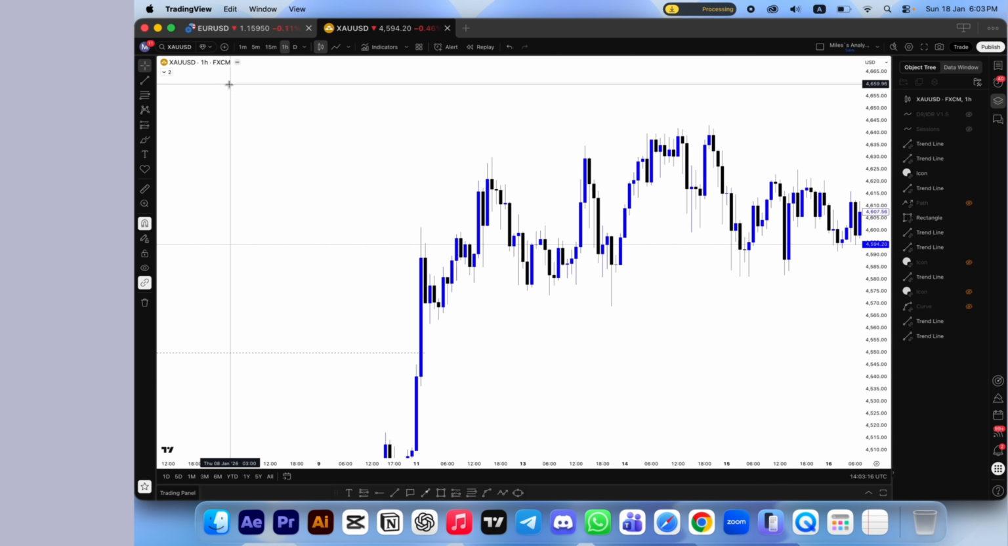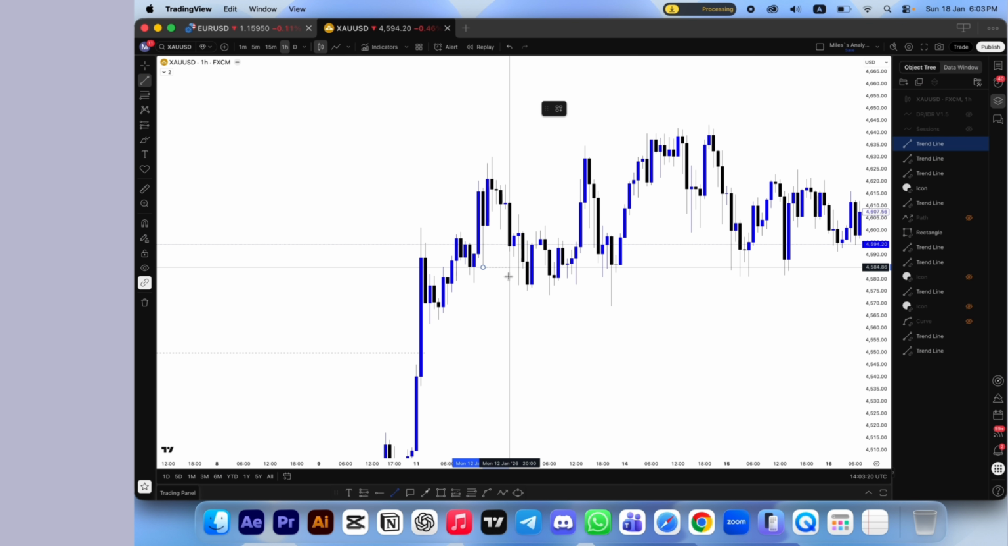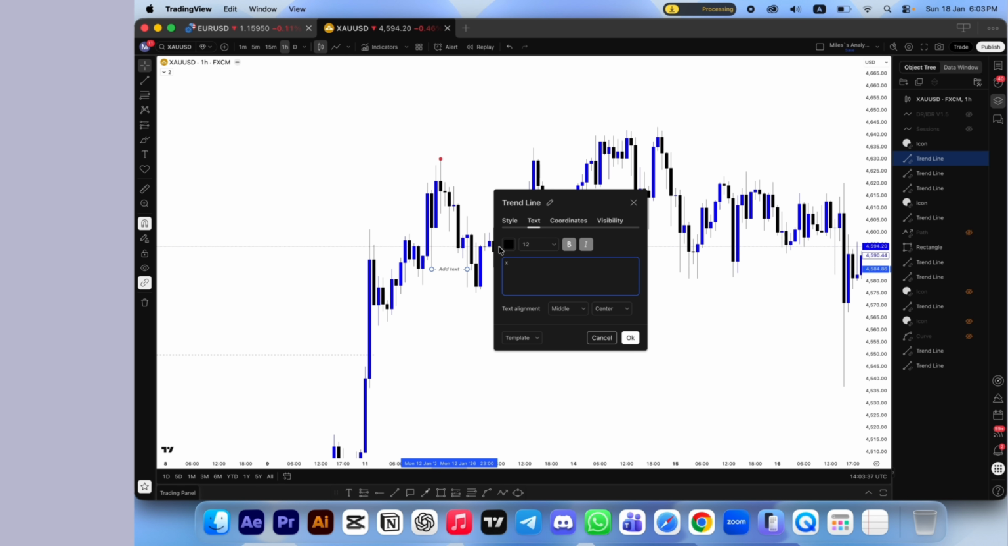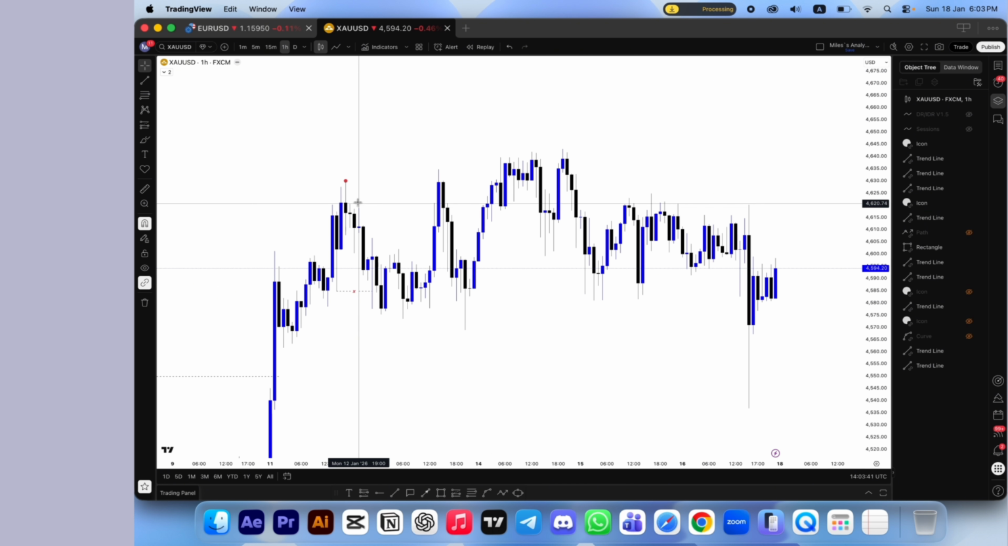is this one right here, and after price took out this inducement, it created a new valid higher high, which is this one right here. And after the higher high was taken out, wait a minute, this inducement, I use an X to validate it. So just type X, put red color. So after this inducement was taken out, this became a valid higher high.